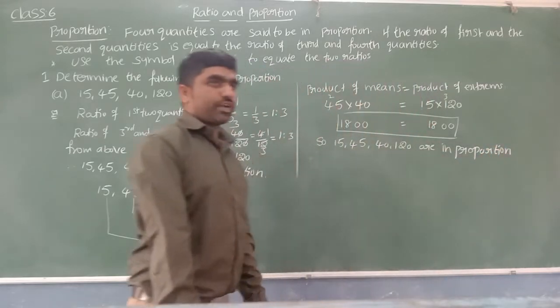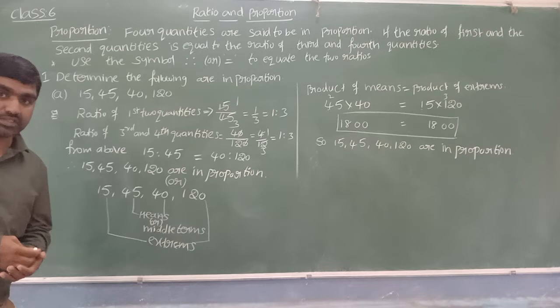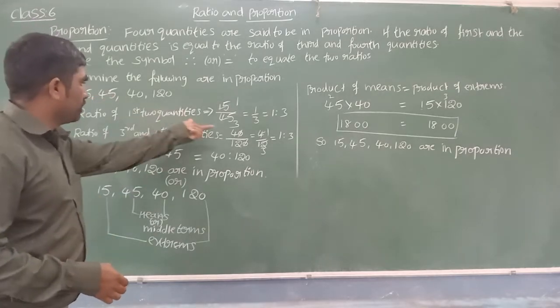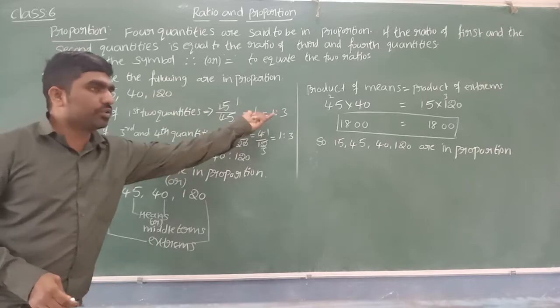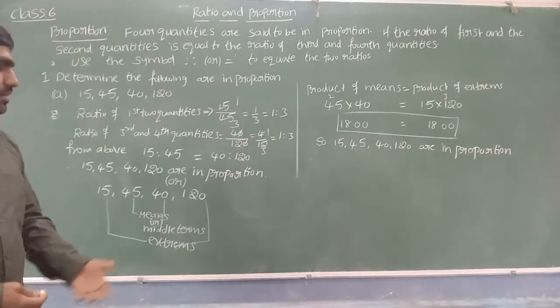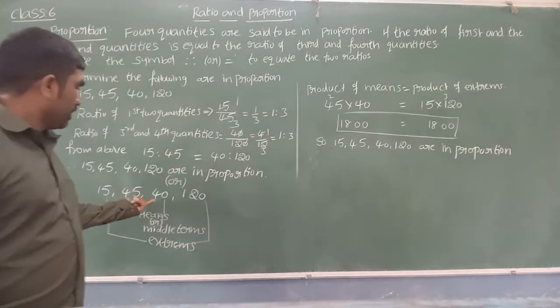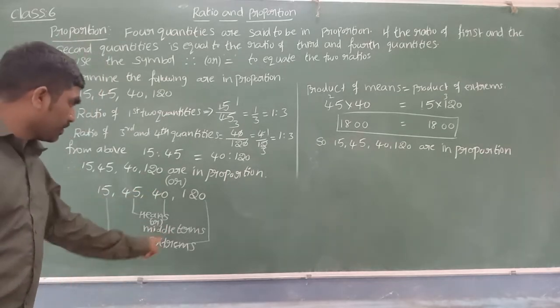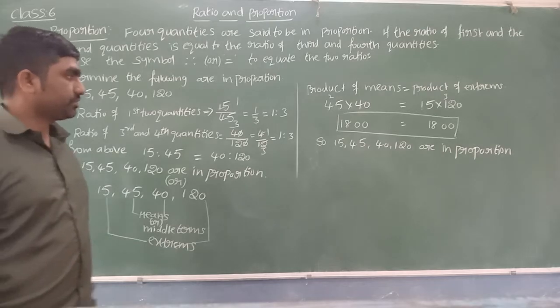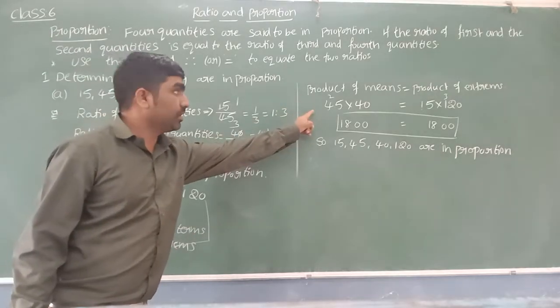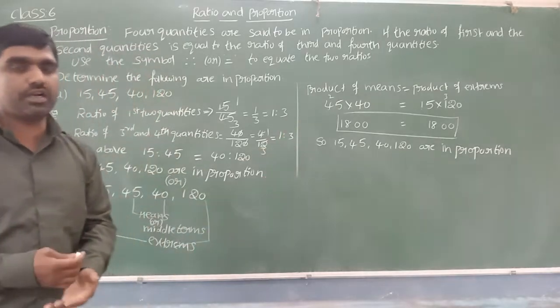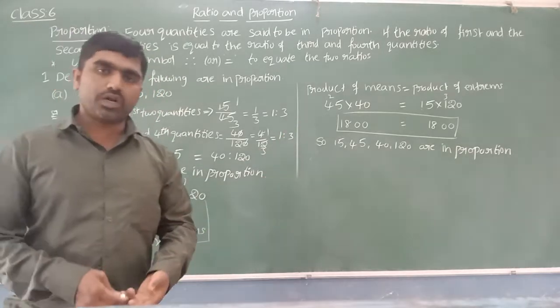So like that we have two different methods to verify whether the given four quantities are in proportion or not. The first method: find the ratio of first two, find the ratio of second two. If both the ratios are equal, proportion. Second method: the middle two terms we call means, and the corner two terms are called extremes. You can verify this condition: the product of means equals the product of extremes. If both are equal, the result is proportion. If not, not a proportion.